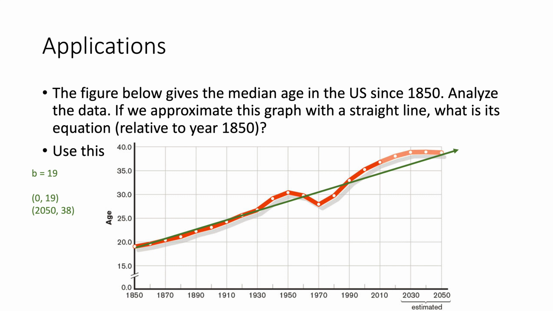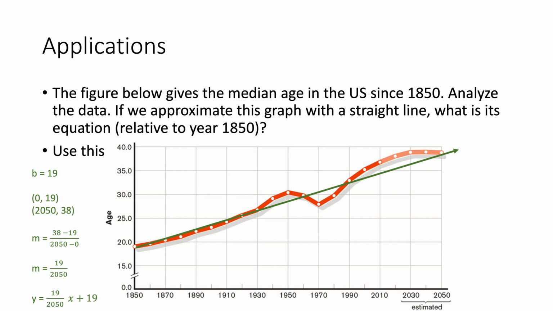To find the slope, I'm going to do change in y over change in x, which is 38 minus 19 over 2050 minus 0, which is 19 over 2050. So what would then be the correct equation of the line? y equals 19 over 2050 x plus 19. Okay, so that's our equation of a line.